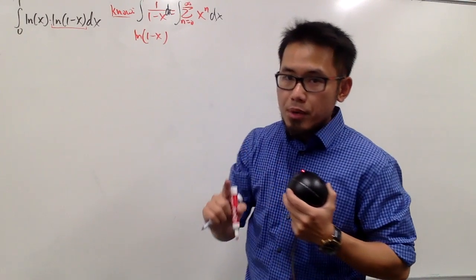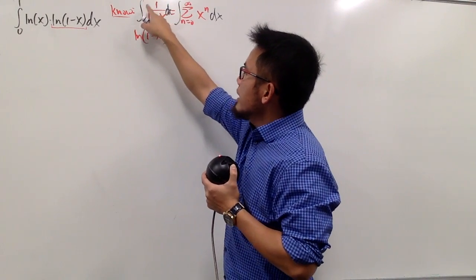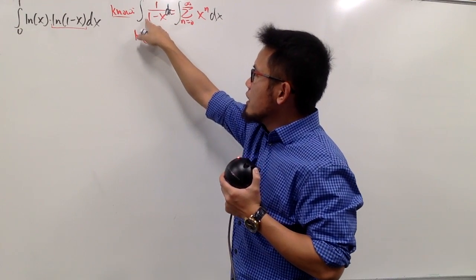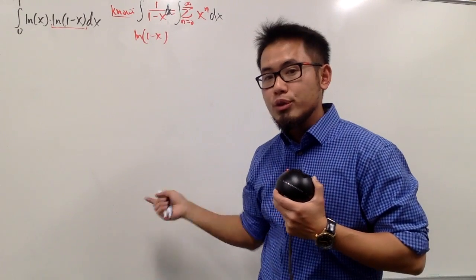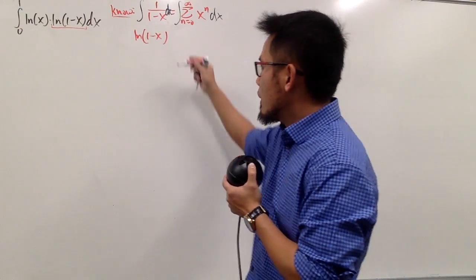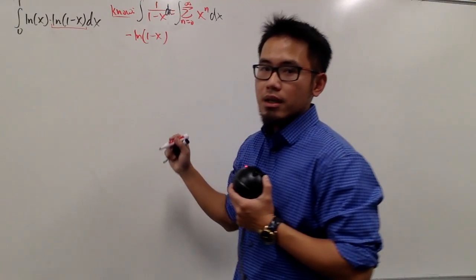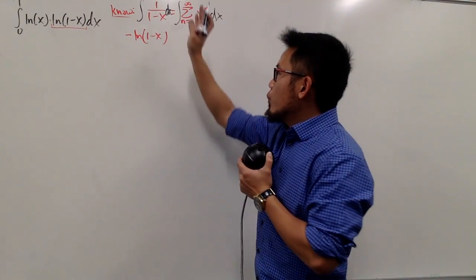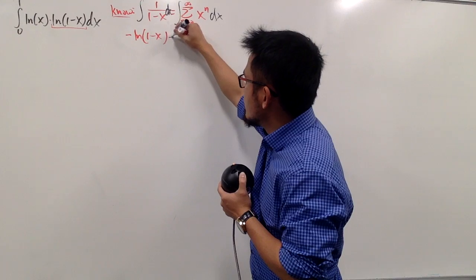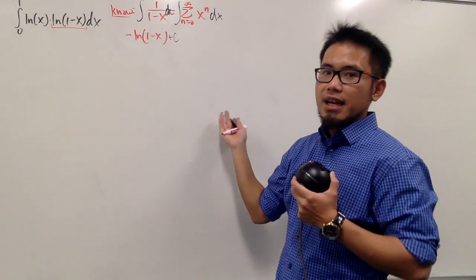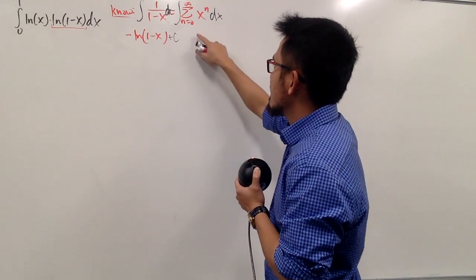And remember, when we integrate this, the derivative of 1 minus x is negative 1. Be sure to divide by that derivative. So I will just attach a negative 1 in front, like this. And also, we are integrating both sides, so technically, I should put down a plus c on one of the sides. I will just put it on the left-hand side.